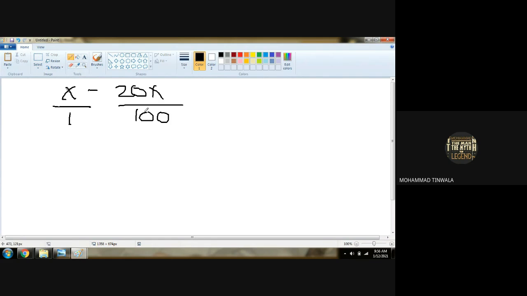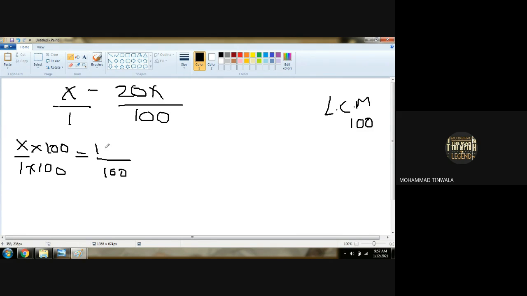We cannot explain this again now, because this was a topic related to 6th standard which you already studied. So by getting the LCM, the LCM will be 100. So we have to make 100 on both sides. x upon 1: 1 has to be multiplied with 100 to get 100 in the denominator. So this also will be multiplied by 100. So 100x will be the answer over here.